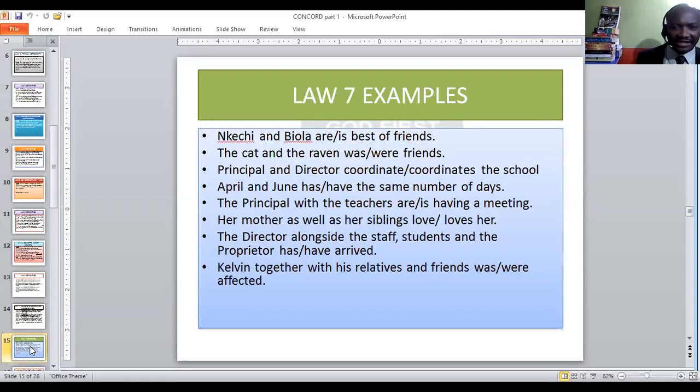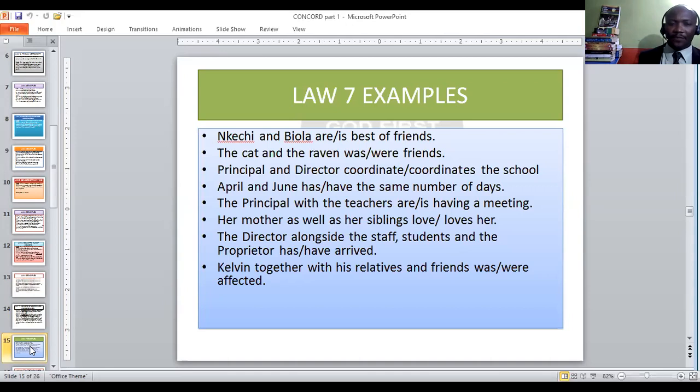How do we mean? Look at the examples. Nkechi and Biola, these are two people and are best of friends. Nkechi and Biola are best of friends. The cat and the raven were, plural, friends. Cat and raven, two different people. Now look at this. The principal and director coordinate the school. Principal and director are two different people, so they coordinate the school. April and June has or have the same number of days. April and June, two separate months. They have the same number of days.